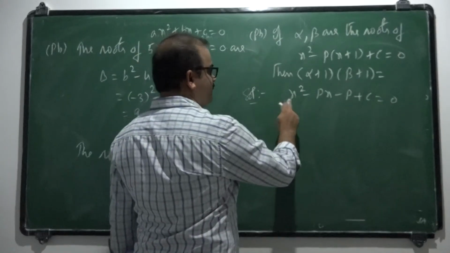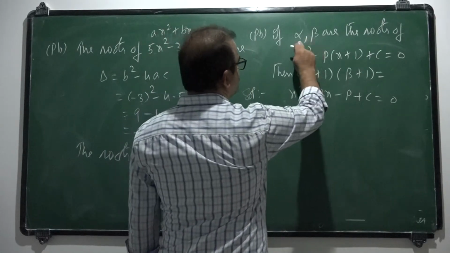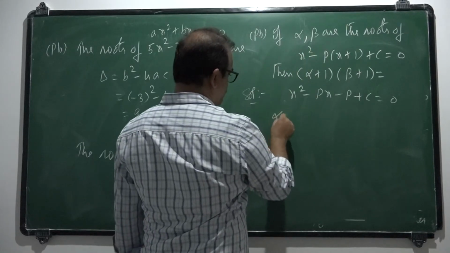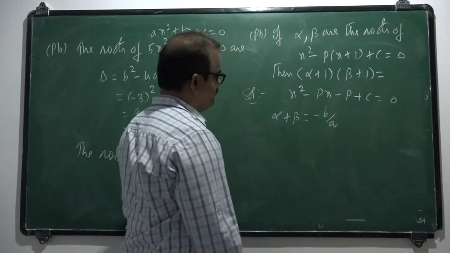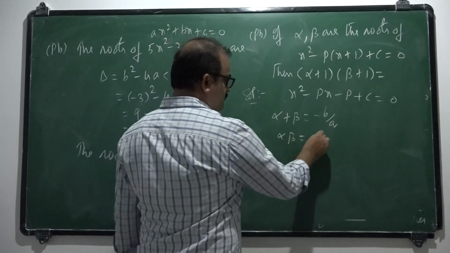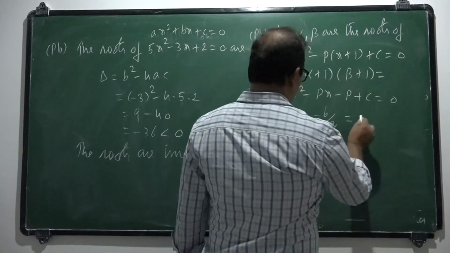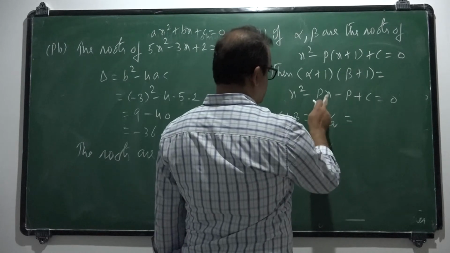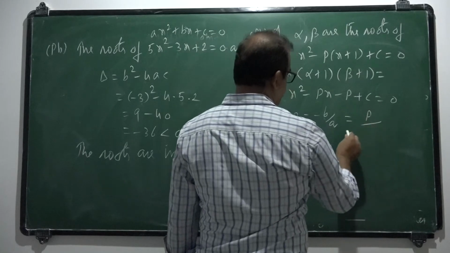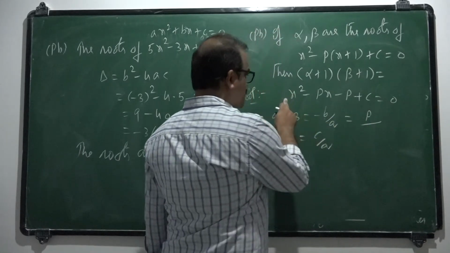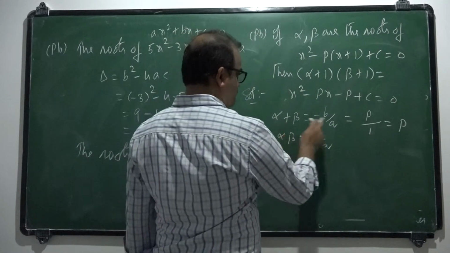It is in the form of ax square plus bx plus c is equal to 0. Here what are the roots? Alpha and beta. We know sum of the roots is equal to minus b by a. Product of the roots is equal to c by a. What is b? b is minus p. Minus of minus p, p by a. a means coefficient of x square, 1. So alpha plus beta is p.